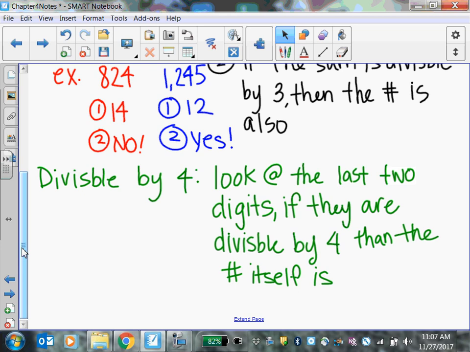Everyone kind of understand that? We're going to do an example. So if it was like 842, we would just look at the 42, the last 2 digits of the number. All right, let's do an example.